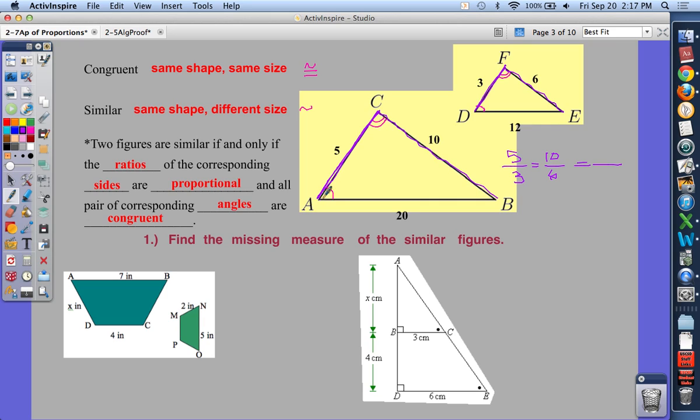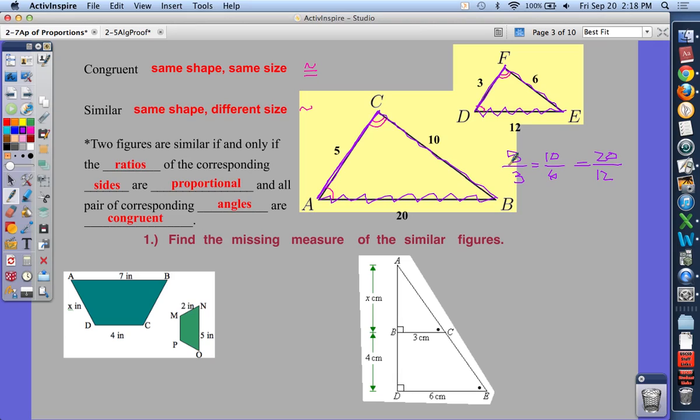Same thing on the bottom one then. Just trying to give you some different mental pictures of the corresponding sides. Side AB is going to correspond to side DE. 20 over 12, when you reduce that, should equal 5/3. So that's what I mean by ratios of corresponding sides. They should be proportional to each other. When I reduce them all down, they all reduce to the same ratio.